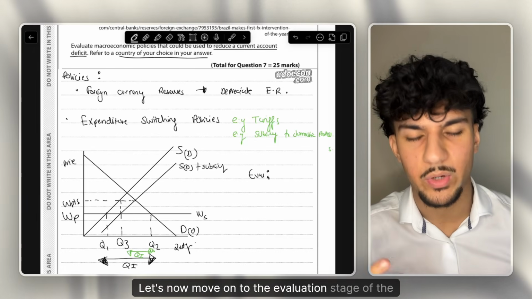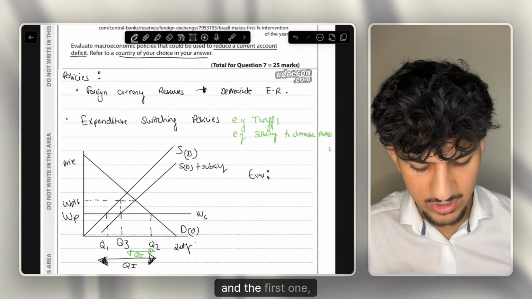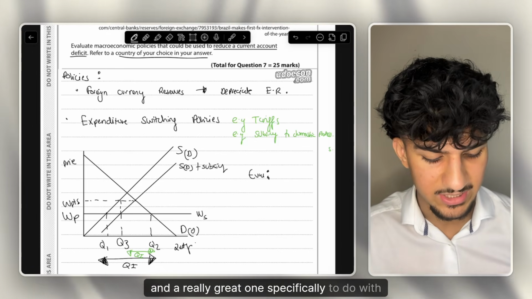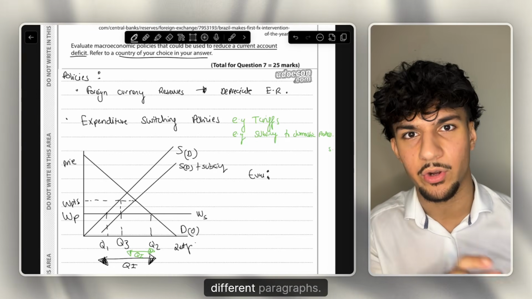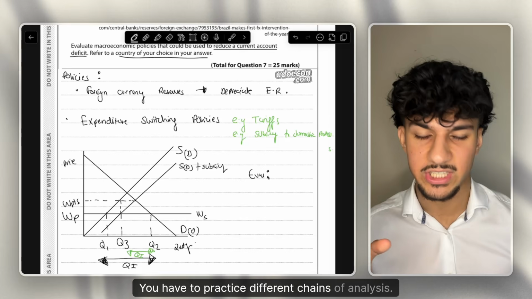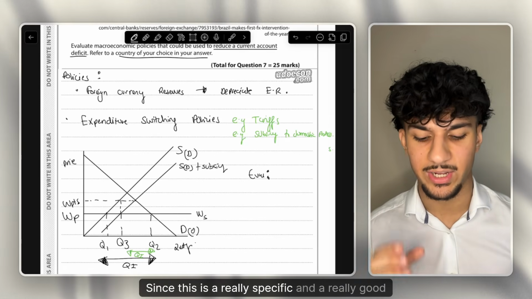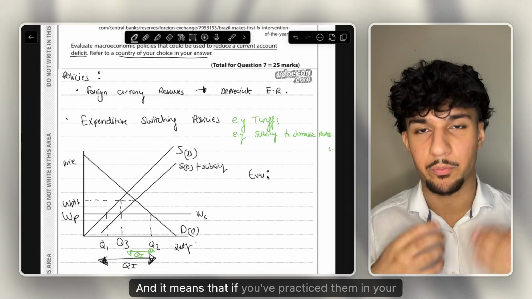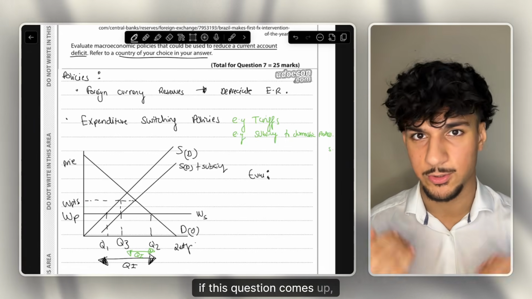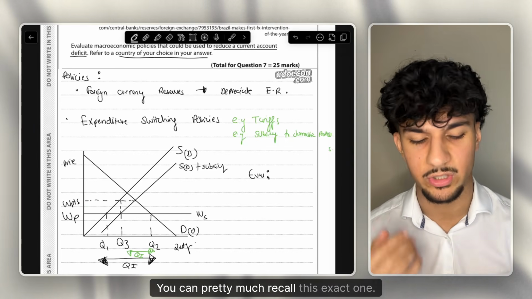Let's now move on to the evaluation stage of the paragraph. And the first one, and a really great one, specifically to do with subsidizing domestic producers, this is why I emphasize you have to practice different paragraphs, different chains of analysis, since this is a really specific and a really good evaluation point for this diagram, for this paragraph. And it means that if you practice them, in your exam, if this question comes up, you can pretty much recall this exact one.